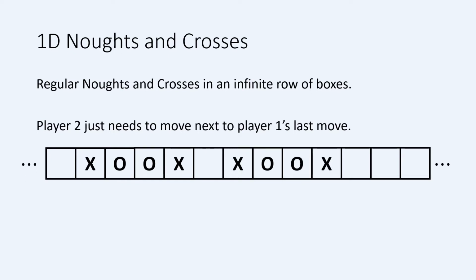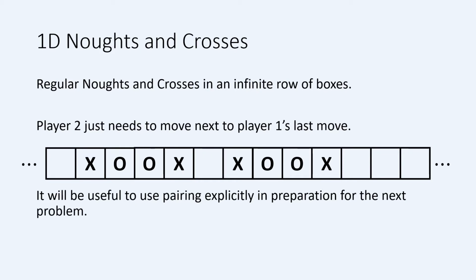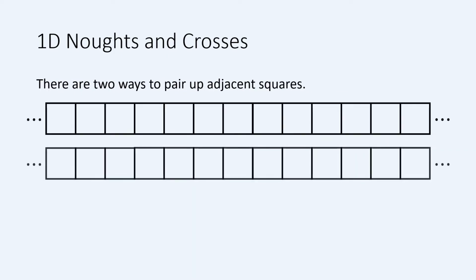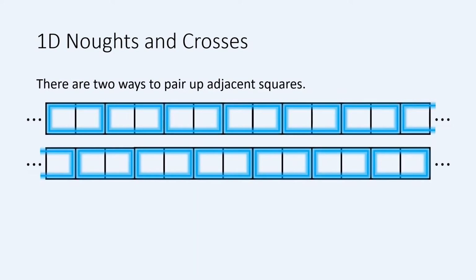It is worthwhile, however, trying to use pairing more explicitly because it will help with our next problem, which is a lot harder. The idea is to pair up adjacent squares. There are 2 ways to do this, and either works. Now, wherever player 1 moves, player 2 simply moves in the paired square.